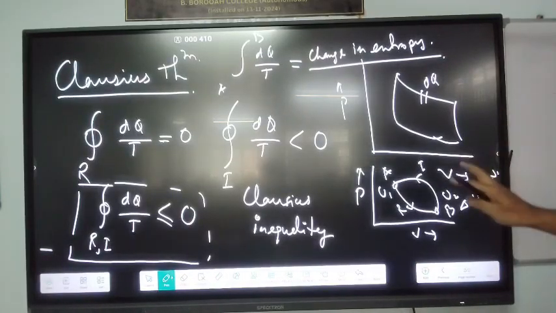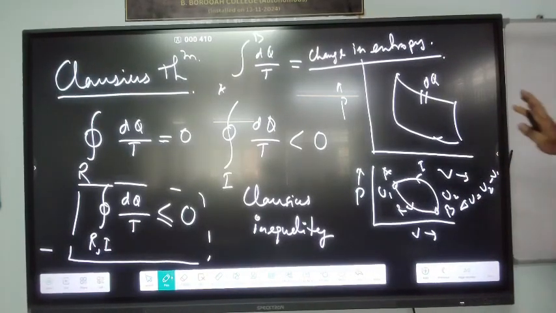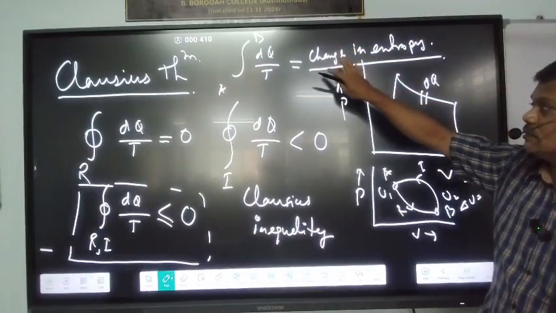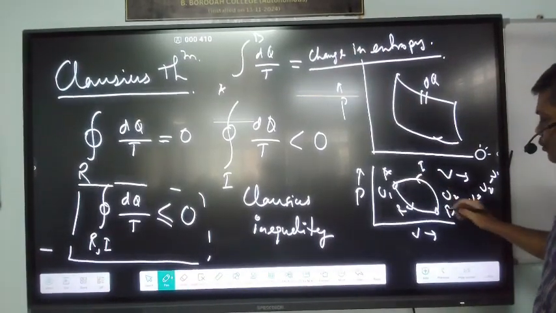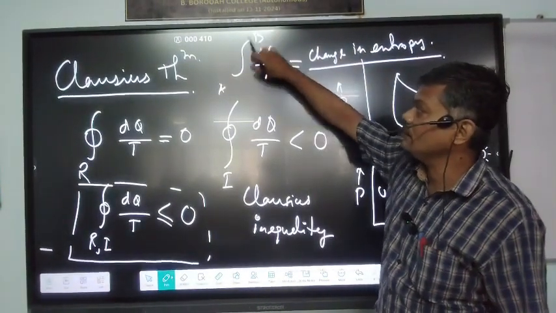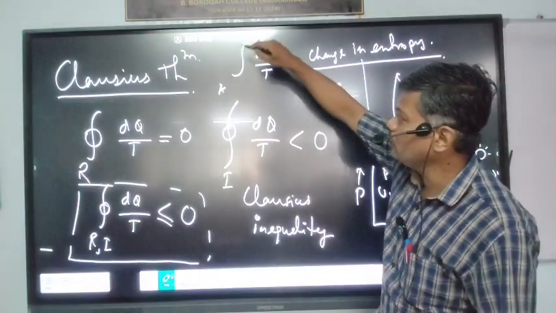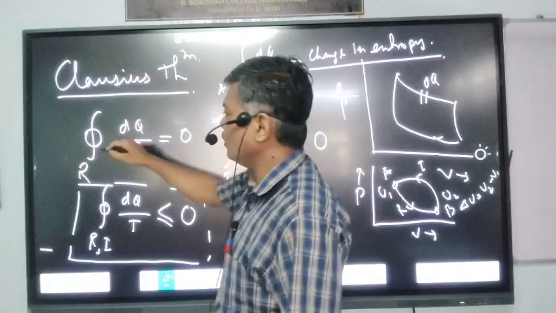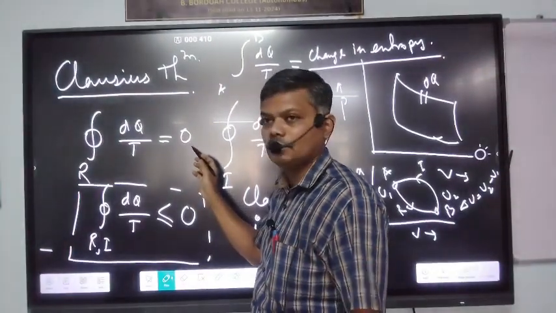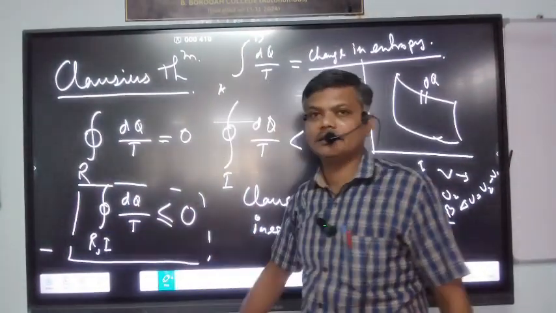So mathematically what I can do, I can find out the change in entropy. If I go from A to B, change in entropy will be equal to integration from A to B of dq by T. But if you take the full cycle, then for reversible it will be equal to 0, and for irreversible it will be less than 0.